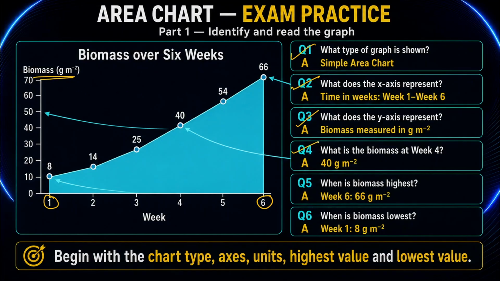Coming to question 4. What is the biomass at week 4? It is 40 grams per square meter. Question 5. When is biomass highest? It is highest in week 6 at 66. Question 6. When is it lowest? It is lowest in week 1 at 8 grams per square meter. Begin by identifying the chart type, axis, units, highest values and lowest values. Now let's explore the trend and calculation questions on the next slide.